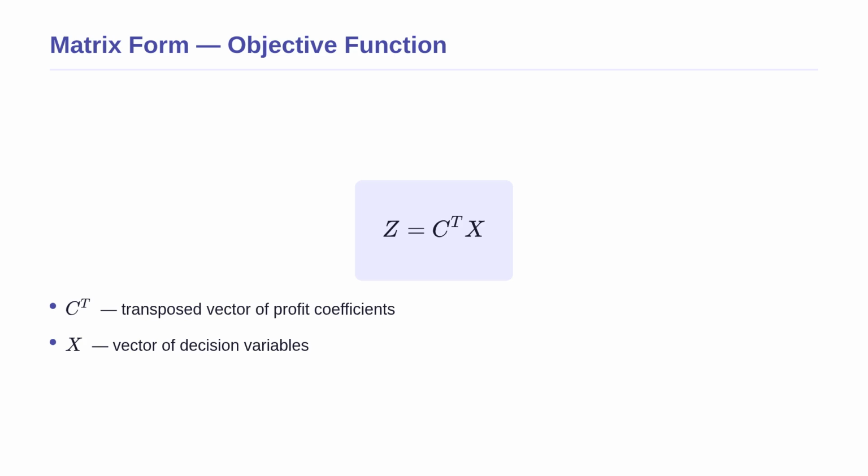This single tiny equation replaces the entire long addition equation we saw earlier, no matter how many variables there are. The symbol C transpose is the transposed vector containing all of our profit coefficients, and X is the vector containing all of our decision variables. Multiplying these two vectors together gives the exact same total profit Z as the long equation. As the values in the X vector increase, the total profit scales accordingly in a very clean format.